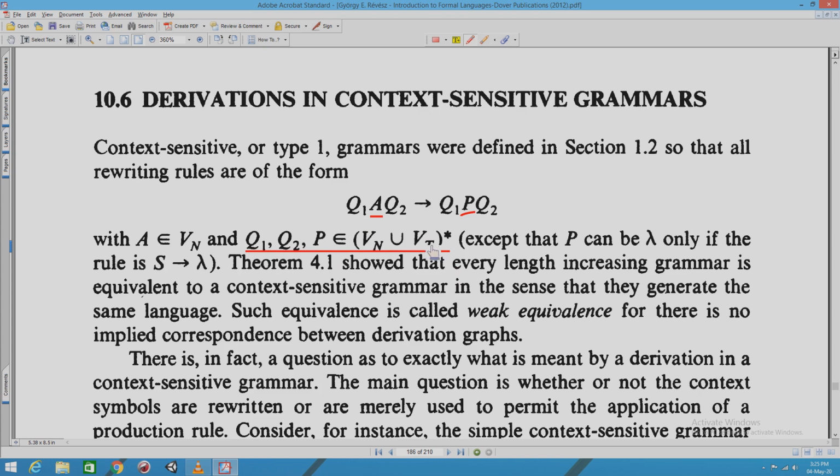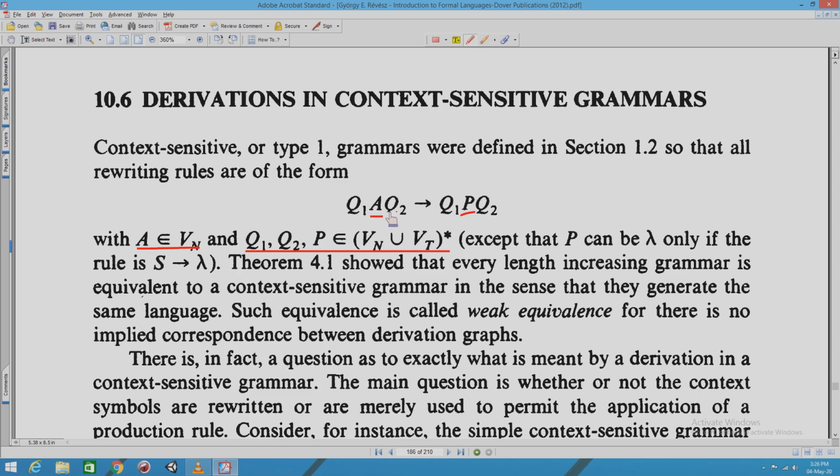Here Q1, Q2 and P belong to (Vn union Vt)*, meaning Q1, Q2 and P are strings containing non-terminal, that is variable symbols, and terminal symbols also, meaning constants. So these strings can contain variables as well as terminals, but A belongs to Vn only. So A can contain only a variable, a non-terminal symbol, and that also a single variable. We are not putting a star here. That means A is a single variable, which is replaced with a string of variables as well as terminals.